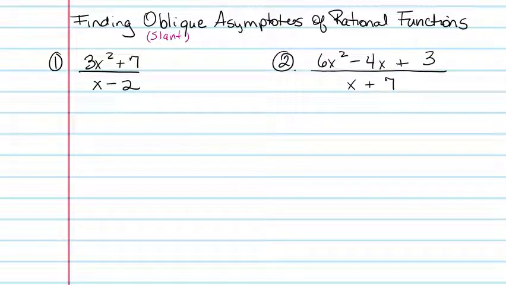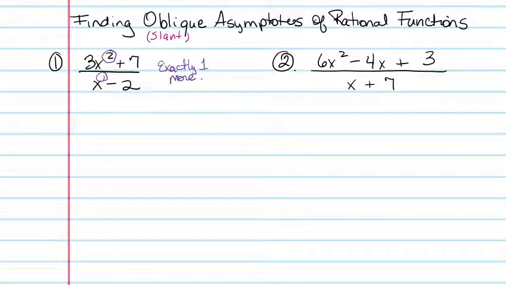Okay, so now we're going to do the oblique asymptotes of rational functions. These are also known as the slanted asymptotes of rational functions. First thing you need to notice is that the degree of the numerator is exactly 1 more than the degree of the denominator. So this was degree 2 and this is degree 1. Exactly 1 more.